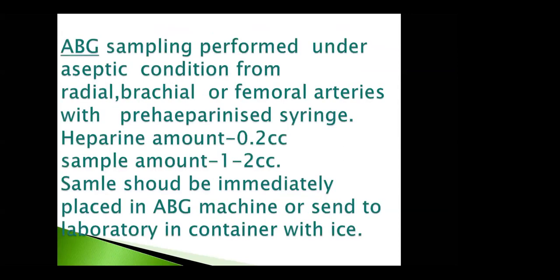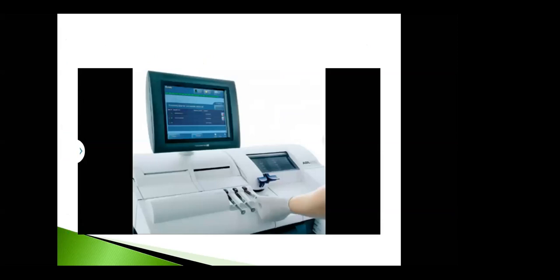Sampling is performed under aseptic conditions from the radial, brachial, or femoral arteries, and the sample should immediately be placed in the ABG machine, which is available in most critical areas of the hospital. Or, if it's not available in the department, it should immediately be kept in a container with ice and sent to the lab. This is the typical ABG machine. We have these machines in all our ICU areas, as well as in the ER and other critical departments of the hospital.